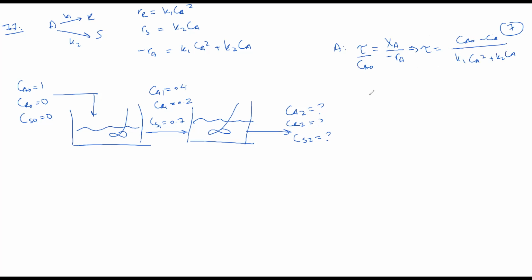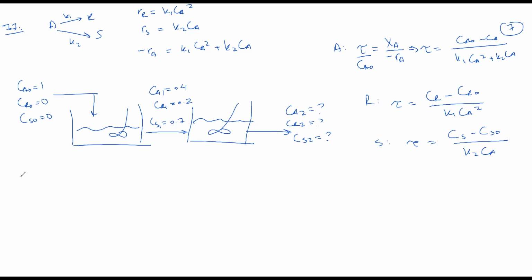Verify that you're able to get this equation. Similarly for R, the tau will be equal to CR minus CR naught divided by K1 CA squared. And for S, your tau will be CS minus CS naught over K2 CA, right? So I have the taus written in terms of all the three species. And again, similarly, we're going to do the same steps.